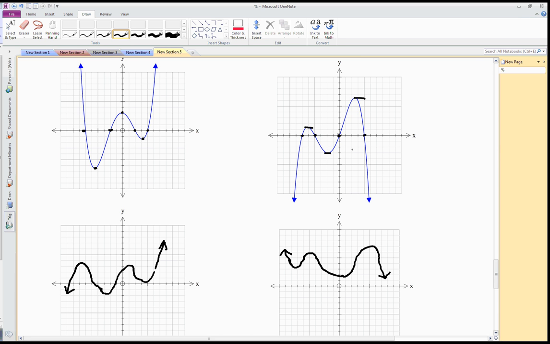Again, this is a power 4 graph, this will be a power 5 graph. I've got 1, 2, 3, 4 turning points. This one has 1, 2, 3 turning points.